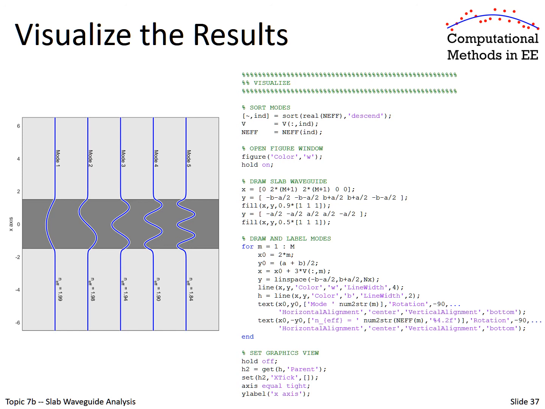And of course, we could play with this in large font sizes and do other things, but I think that's a pretty good output. We've done graphics calls and things in the past, so I'm really not going to go through this here. So that's it. That is slab analysis using the finite difference method.